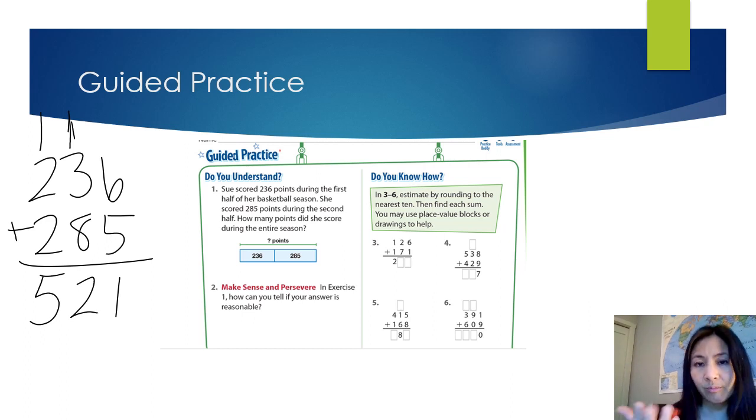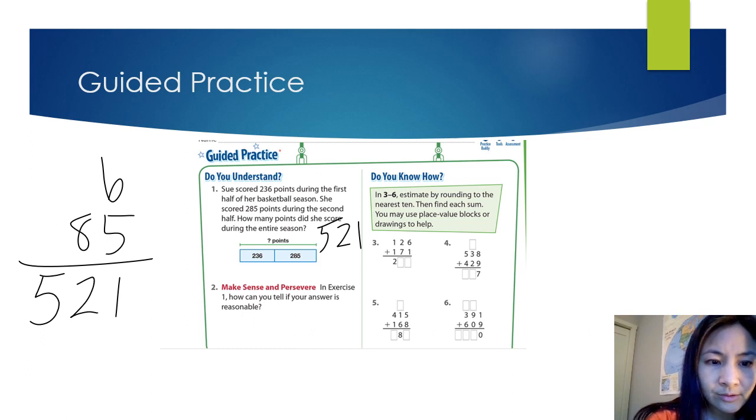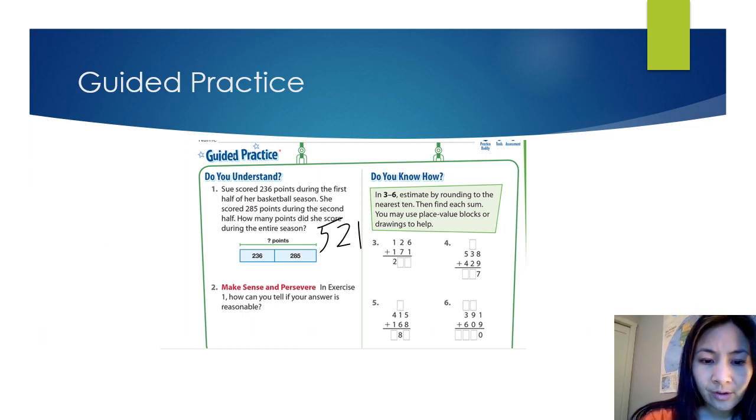In step 2, or problem 2 in guided practice, it's asking us how can you tell if your answer is reasonable, and I think one way we can do that is by estimating. So let me write down the answer over here, 521. And then I can clear this workspace here.